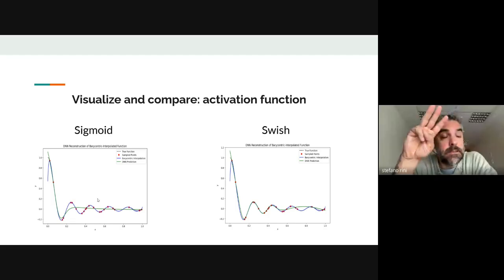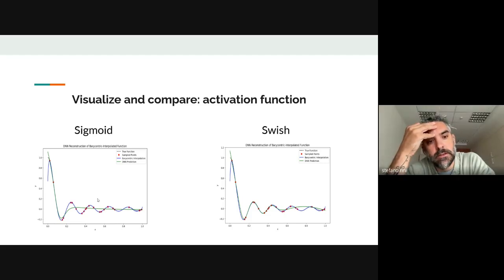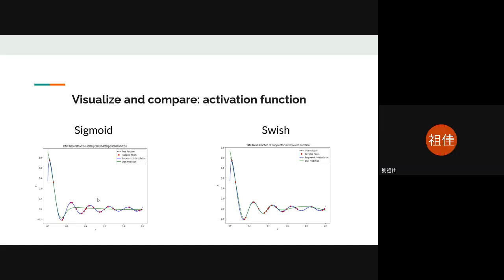Question. So this is 3 layers. How many neurons per layer? 64. 64 for all 3 layers, right? Yeah, all 3 layers. And 2000 interpolation points. You cannot match the sigmoid. Interesting. Yeah. Interesting. And yeah, go ahead.